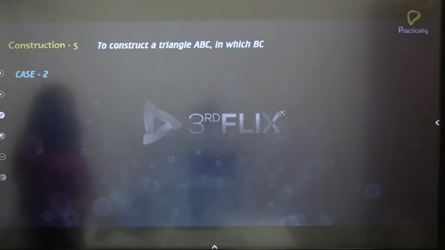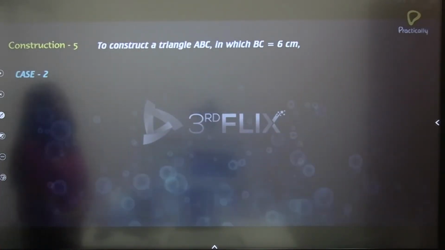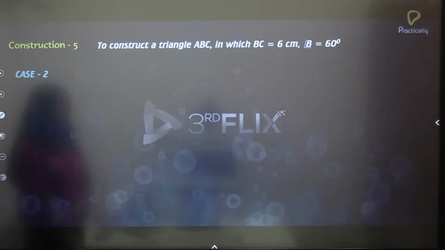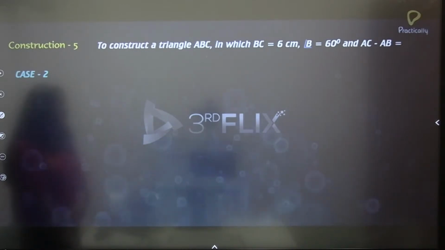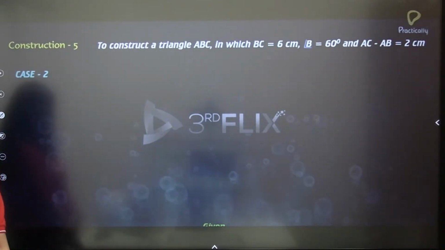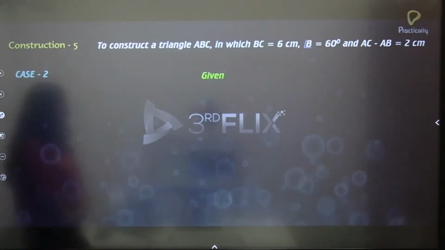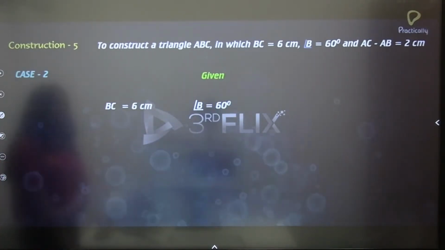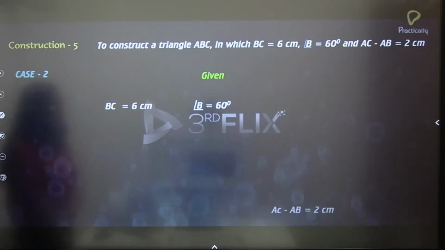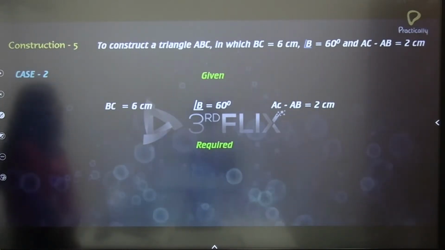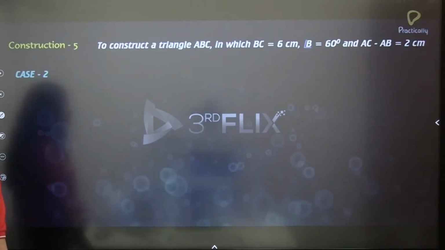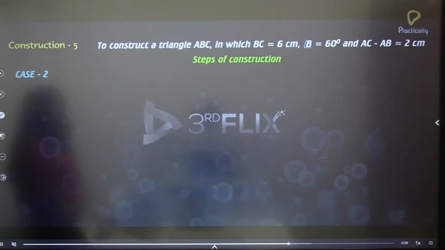To construct a triangle ABC in which BC equals 6 centimeters, angle B equals 60 degrees, and AC minus AB equals 2 centimeters. Now we have base angle and also the difference. Given BC equals 6 centimeters, angle B equals 60 degrees and AC minus AB is 2 centimeters. And what are we going to do? Construct a triangle. So what are the steps of construction?